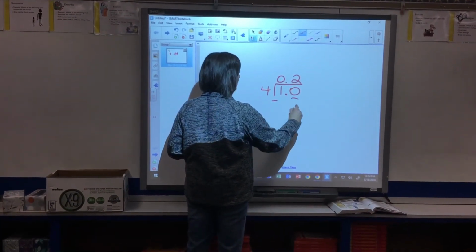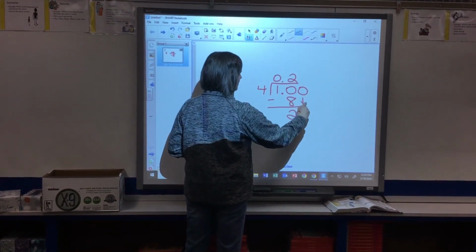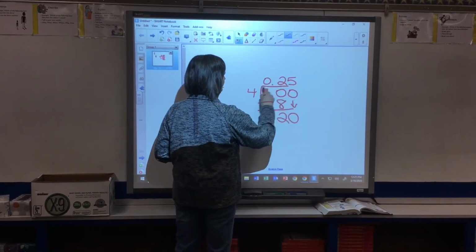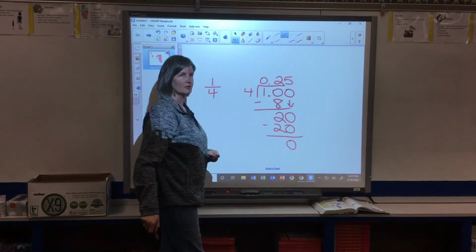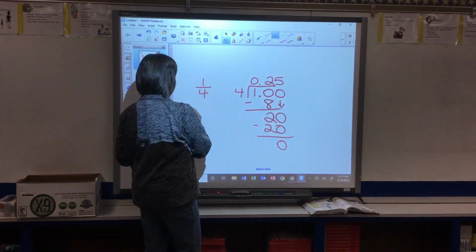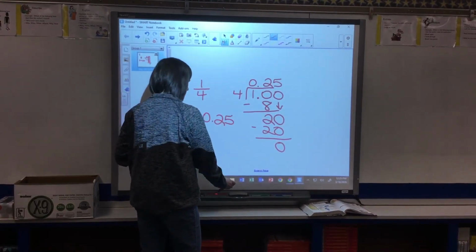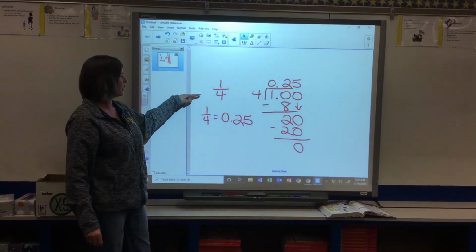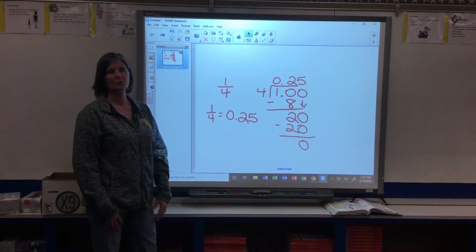4 times 2 is 8. When we subtract, we get 2. We can go up here and add another 0 on, bring that down, and 4 goes into 20 5 times. 5 times 4 is 20, and 20 minus 20 is 0. Once you get to 0 down at the bottom, you know you're done, and there is your equivalent decimal. So 1/4 is equivalent to 0.25. You can do the same thing on your calculator and simply always divide the top number by the bottom number, and that will give you 0.25.